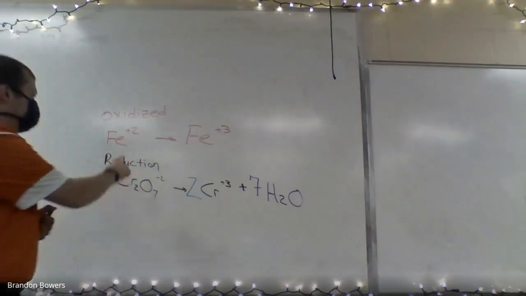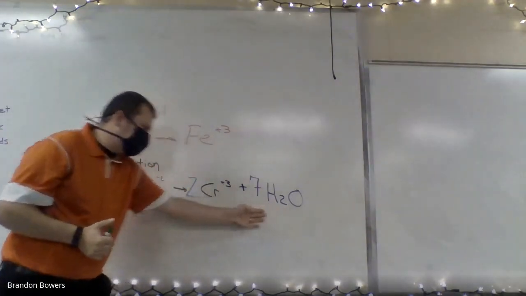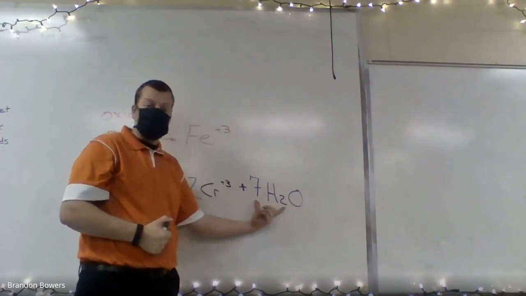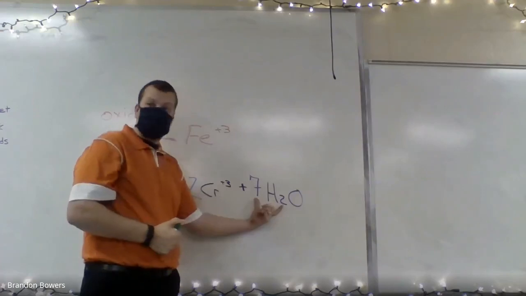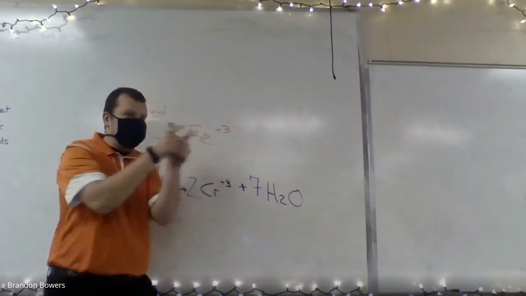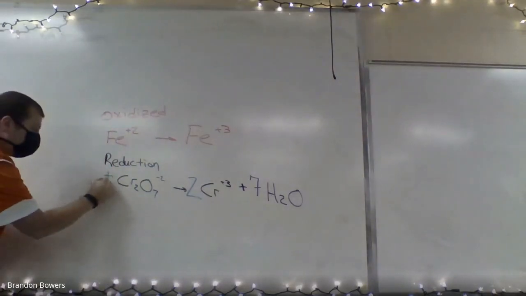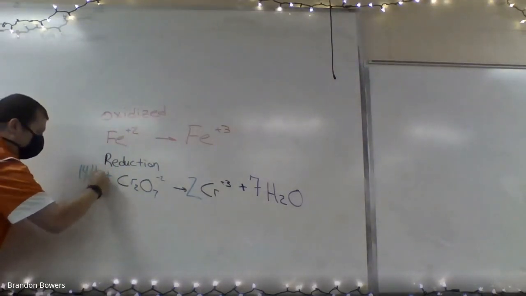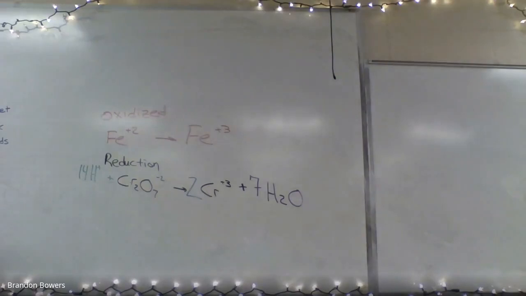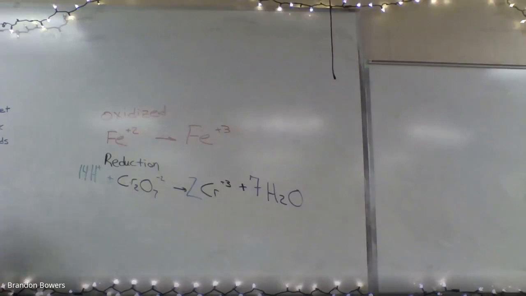Is there any H's right here? No. Is there any H's down here? How many? Oh, be careful. No. How many H's do I have here? 14. I have 14. So I have 14 on this side, which means I have to add 14 to that side, right? So I'm going to add 14 H plus ions. Does that make sense? Balance the H's. That's step 4.